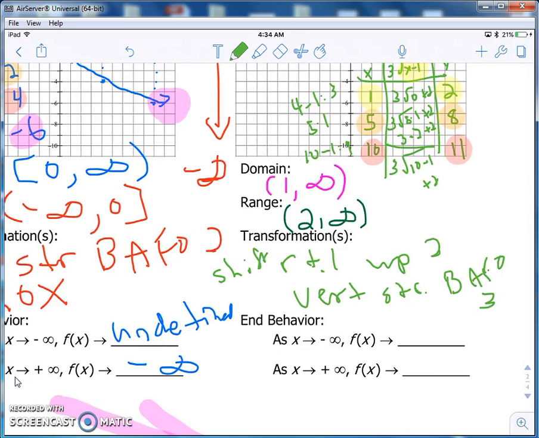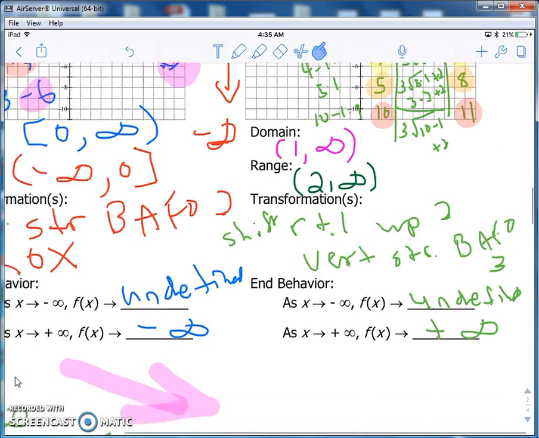How lovely. Our end behavior as x goes to negative infinity, y is undefined. We don't have any values over there at negative infinity. And as x goes to positive infinity, y goes to positive infinity. End behavior is not so tough. If it's messing you up, it's probably just because the other things are a little bit weird. So we can work on end behavior next time you see me.